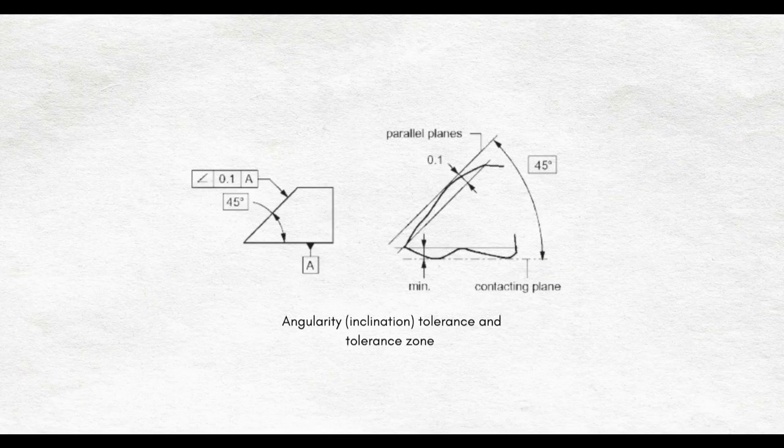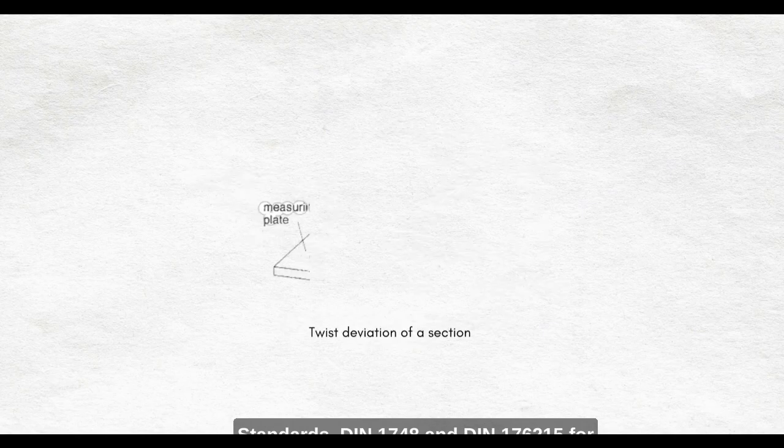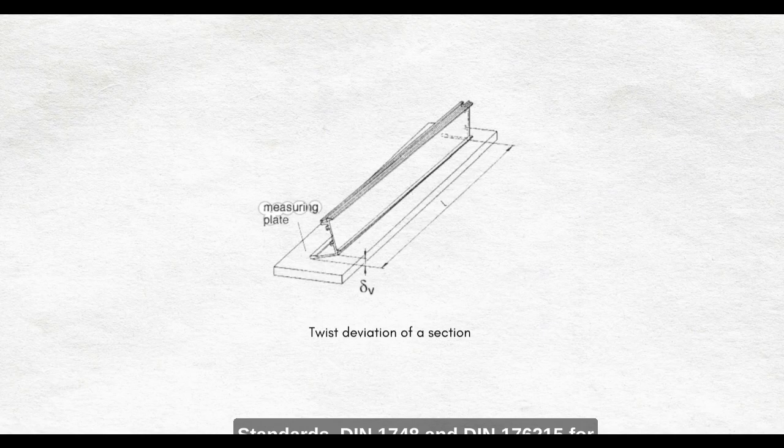Twist tolerance. In certain cases, instead of specifying a flatness tolerance, some national standards, such as the German standards DIN 1748 and DIN 176215 for aluminium sections, define a twist tolerance. This means that the allowable deviation in the twist or rotational alignment of the section is specified rather than focusing on the flatness of the surface. The twist tolerance sets the acceptable limits for the twisting of the section according to the specific standards mentioned.